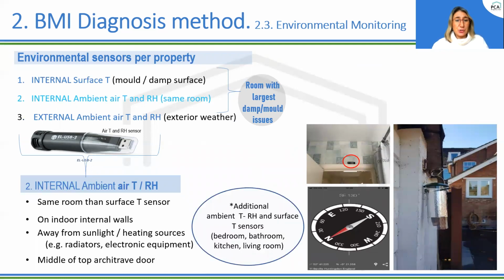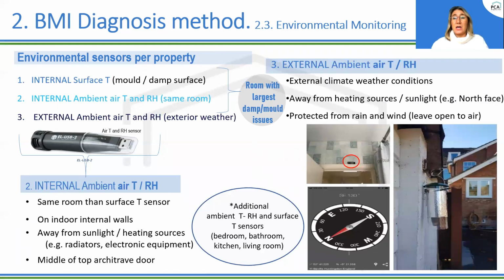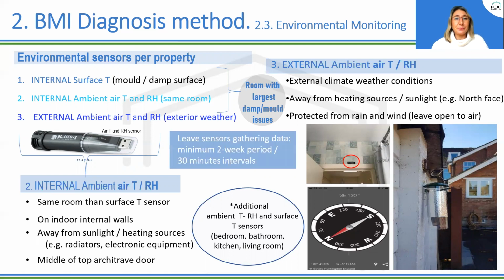And then we can have additional sensors of this type in other rooms of the house, but this is the minimum kit of 3 sensors, with the third one, the external one, collecting the climate weather conditions, ambient air temperature and humidity. In this case it also has to be away from heating sources, sunlight, and protected from rain and wind. So we have been using bird feeder cases, which are cheap and can protect our external loggers. And then we will leave the sensors gathering the data a minimum of 2 weeks, recording in intervals of 30 minutes.